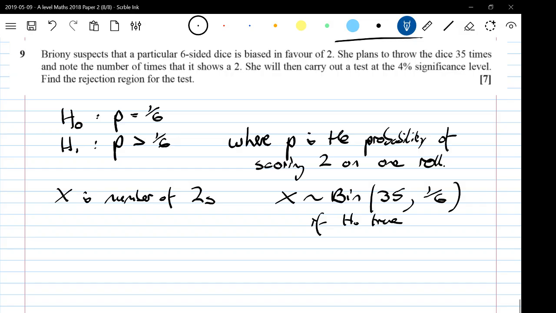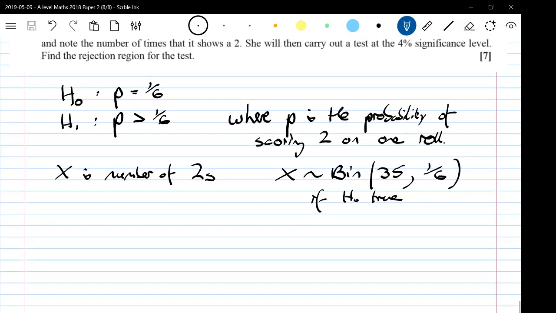Okay. Now we want to establish the value that we want. What we're looking for is the probability that X is greater than some particular value has got to be less than 0.04. This is going to help us to establish the reject region as we talk about this.